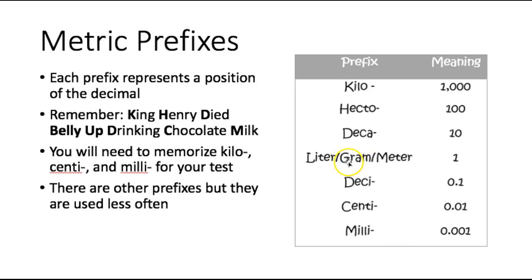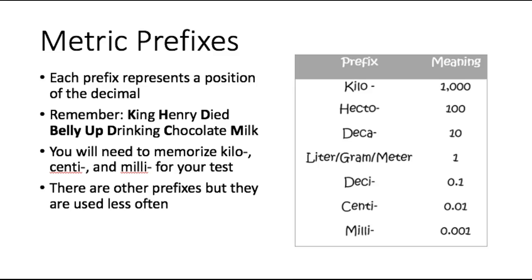So for example, here's our base unit of liter, gram, and meter. When we move to a decameter, that's 10 times larger. A hectometer is 10 times larger than a decameter, or 100 times larger than a meter. And a kilometer is 10 times larger than a hectometer, or 1,000 times larger than a meter. This also works the same way as we get smaller. A gram is one base unit. A decigram is 10 times smaller than a gram. A centigram is 10 times smaller than a decigram, or 100 times smaller than a gram. And a milligram is 10 times smaller than a centigram, or 1,000 times smaller than the gram. So the way these metric prefixes work is based on this unit of 10.